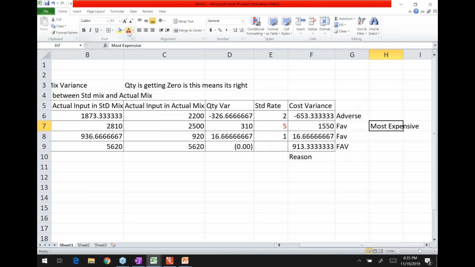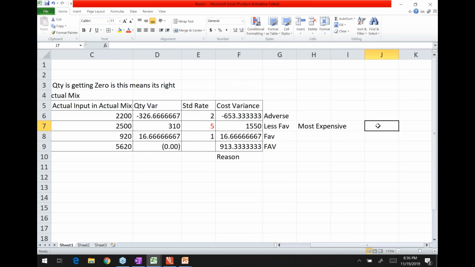Most expensive material. So you can see the expensive material has been used less because it's favorable. So expensive material has been used less, and that is why you are having a saving here. This 1550 is a saving for you. Are you getting the point? So the expensive material has been used less, and that results in a saving.